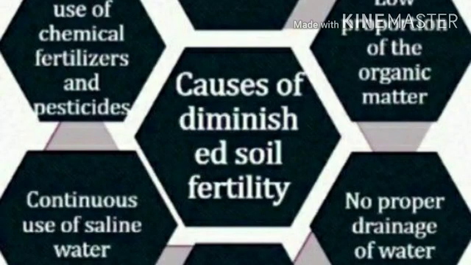Causes of diminished soil fertility: soil pH less than 6 or higher than 8, lower proportion of organic matter, no proper drainage of water, repeated cultivation of the same crop, continuous use of saline water, etc.